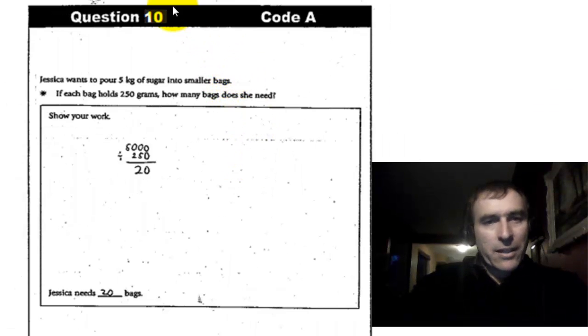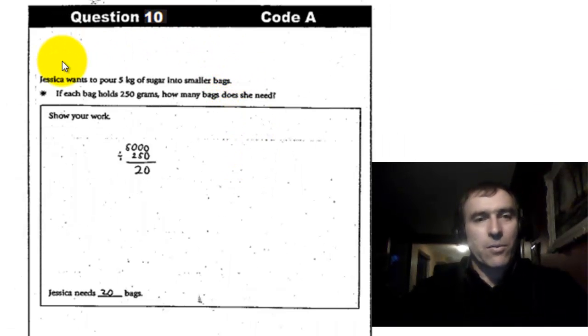Next is question 10. Jessica wants to pour 5 kilograms of sugar into smaller bags. If each bag holds 250 grams, how many bags does she need? And it's just a simple division question. But the trick here is that 5 kilograms and 250 grams, grams and kilograms are not the same. You're not speaking the same language, so you've got to change one of them to equal the other.